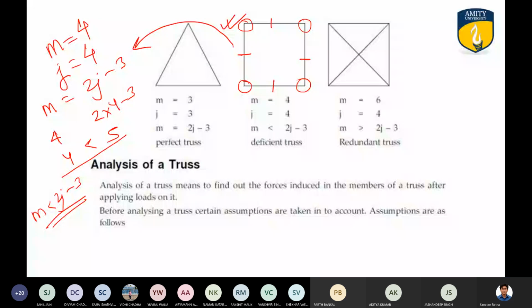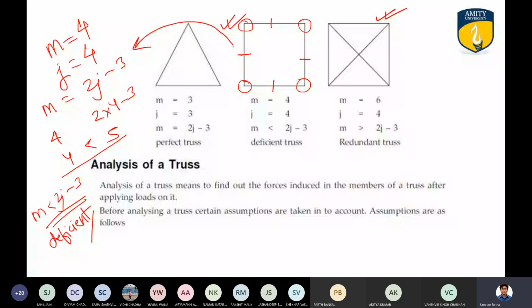So what should we call this, perfect or deficient? Deficient. Okay, deficient truss. Now another example is given here. Please tell me what is the number of members here? What is the number of joints?